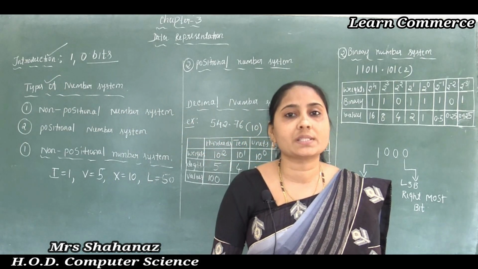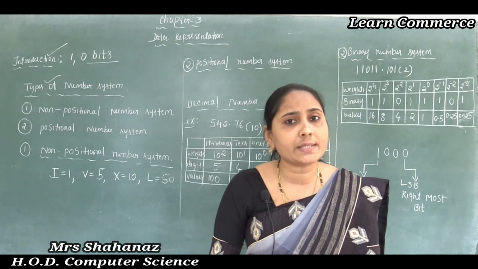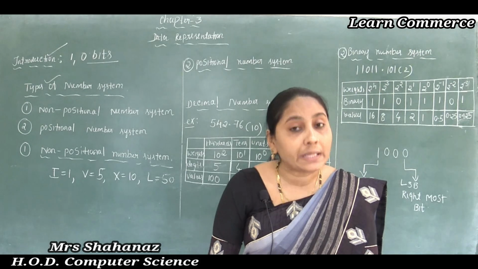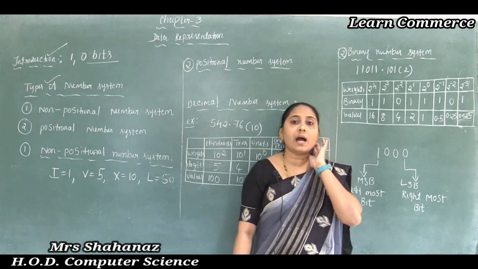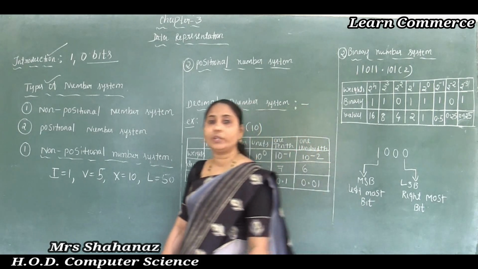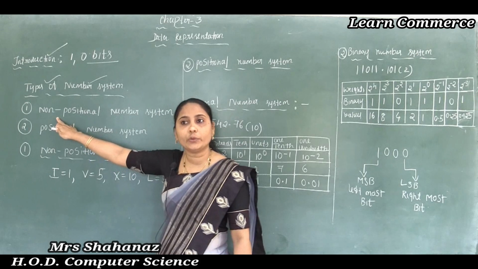the types of number system. So when you think about the types of number system, such number systems are classified into two types. How many types are there in number system? Totally there are two types.